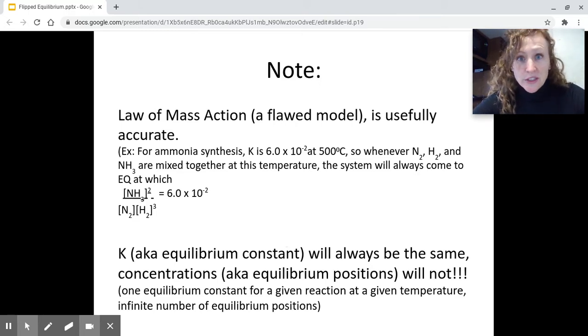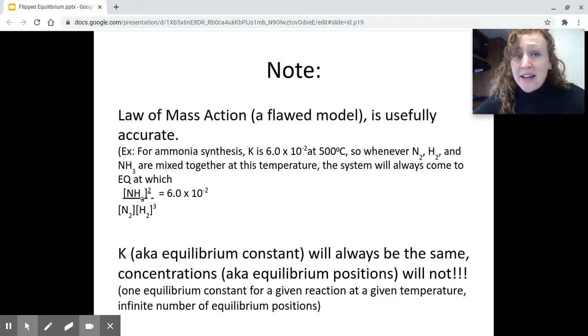But in general, for K, just know that it's like any other model that we come across in chemistry. It's a model. It's used to explain what we see happening. It's used to predict what is going to happen. But it's not a perfect model. Just like all of our models break down at some point in time, the law of mass action is also a flawed model. But it's close enough to what actually occurs to be really useful. It's usefully accurate.